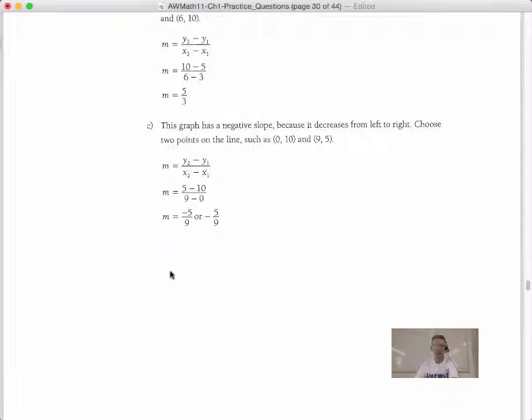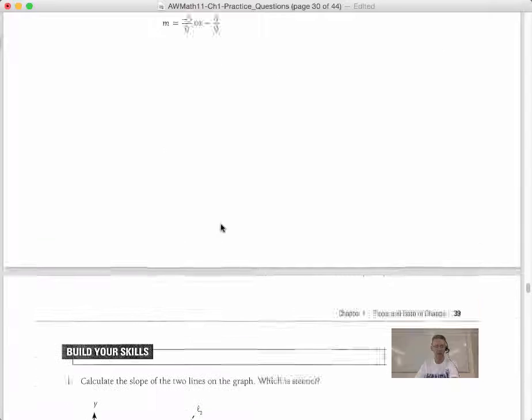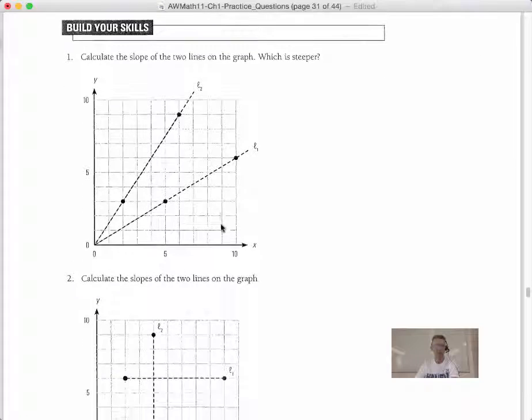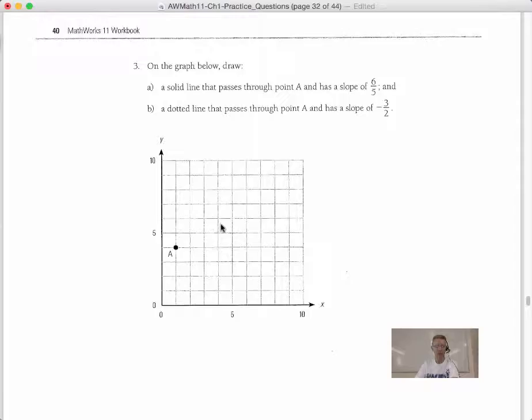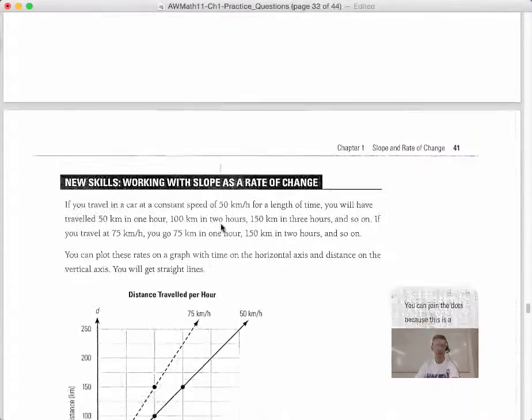Now they did part C, and you can look at this calculation and how they get the negative value there. Basically 5 minus 10 gives you a negative 5. 9 minus 0 gives you a positive 9, so it ends up being negative 5 or 9. Okay, so why don't you try one or two of these build your skills, and pause the video to do that.